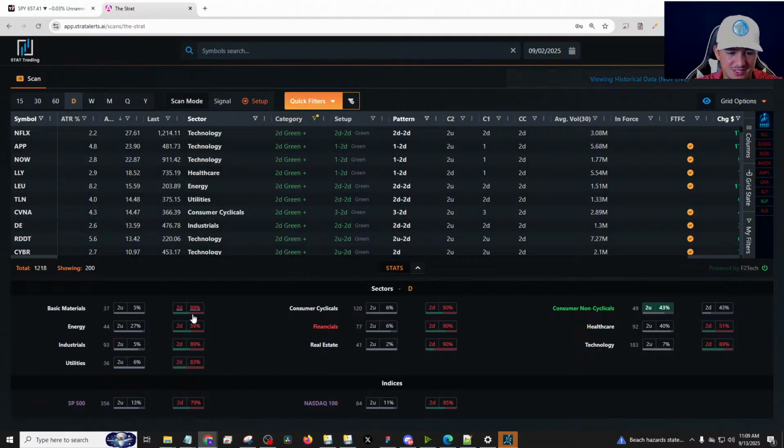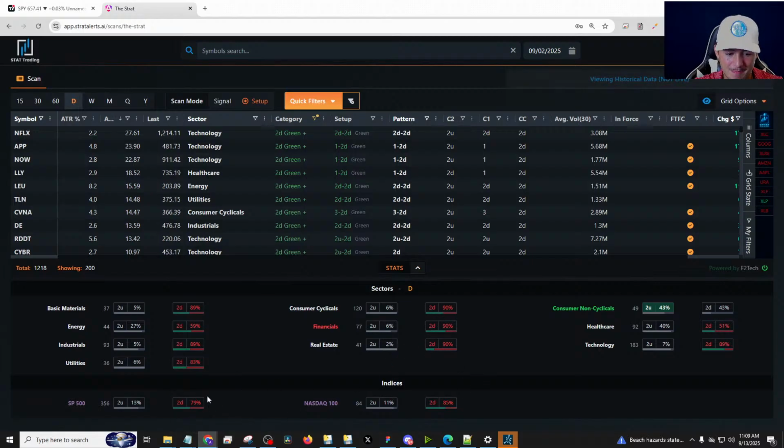Well, materials, 90% were 2 down, but half of those are green. That's about 40% of materials. Energies, 60% were 2 down. Over half of those were green. That's like 30% of energies 2 down and green. We also had about 30% of energies going up. Industrials, 2 down, 90%, about half of those are green. 45% of those are 2 down and green. Right? We can work through this and you can see green, green, green, green.